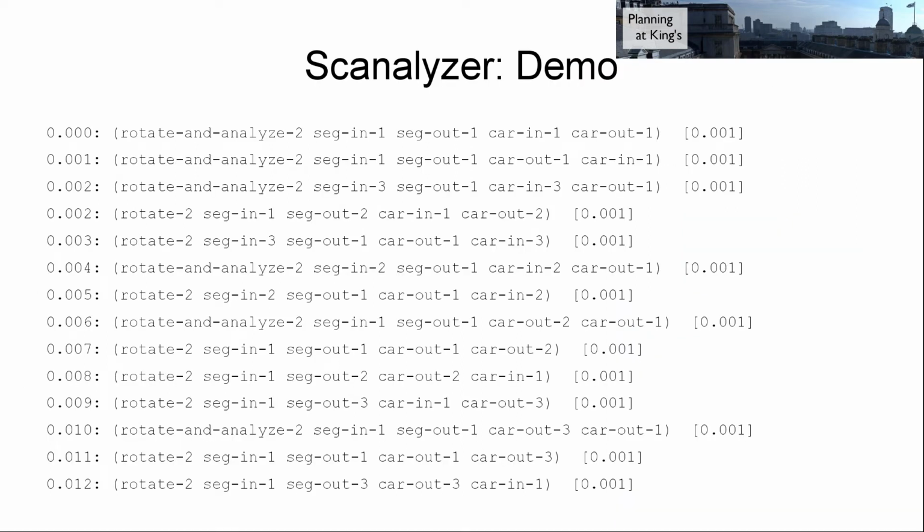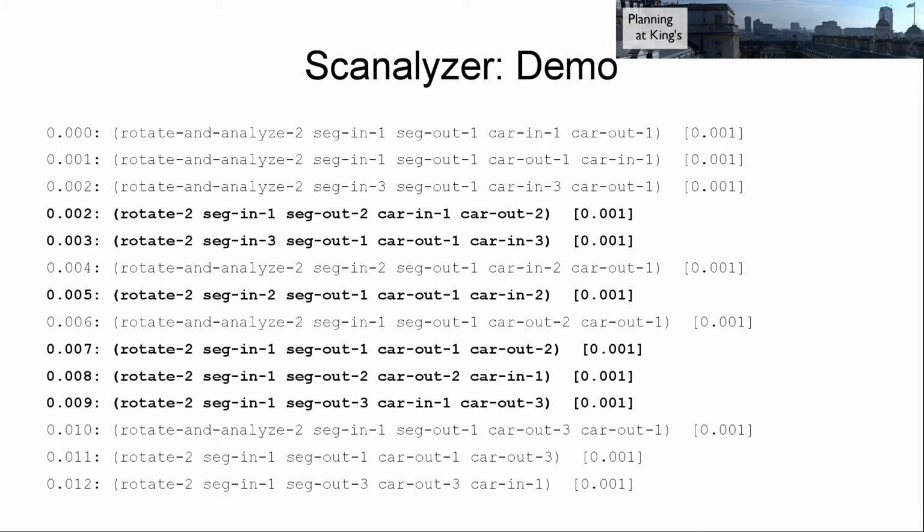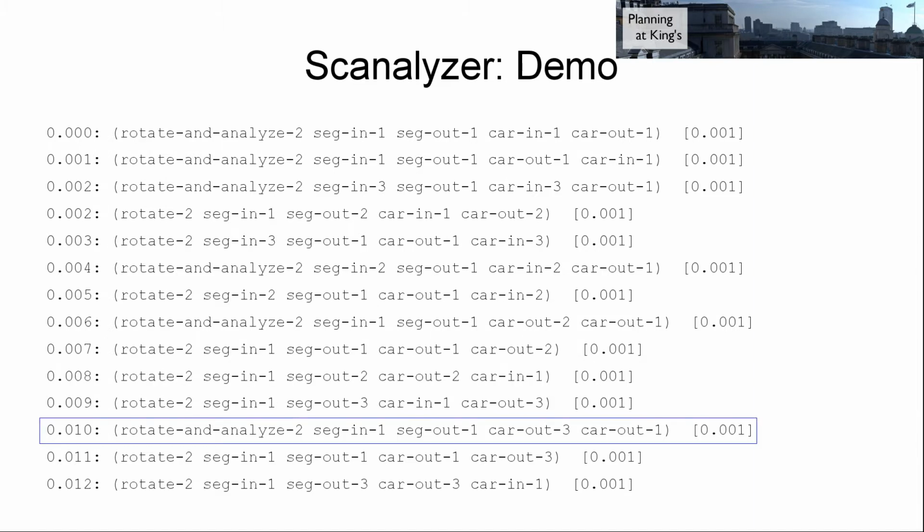So I found this planner, and I got this nice little screen plan here. Exactly as I suggested, it starts by doing some analysis operations. To do the other analysis operations, it ends up having to do some rotations, so it has to swap things around a bit, then it can do some more analysis and so on and so forth. This is the last analysis action here. So at time 0.010, it does our last analysis action, and then after that, to get things back to where they started, it's got to do some rotation actions there.